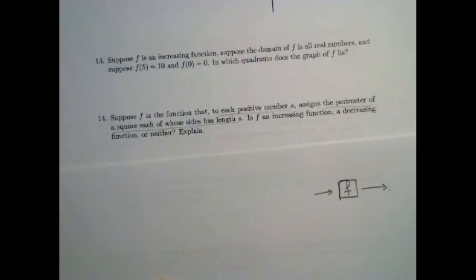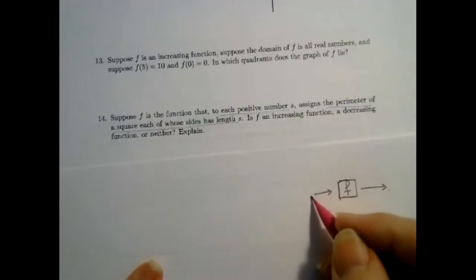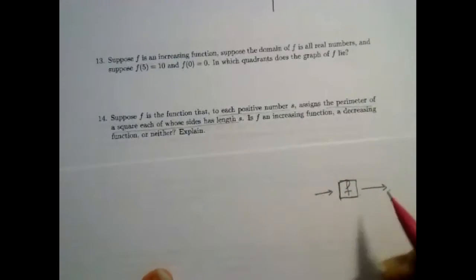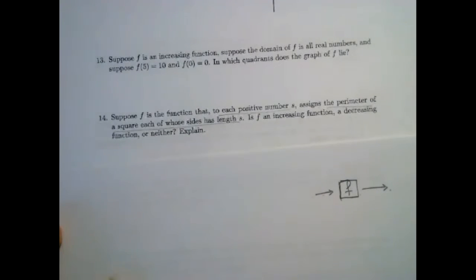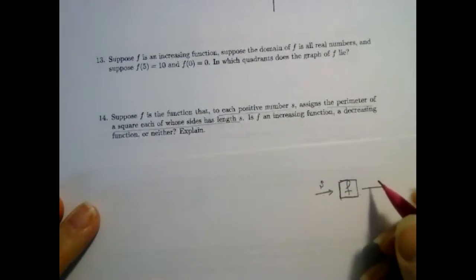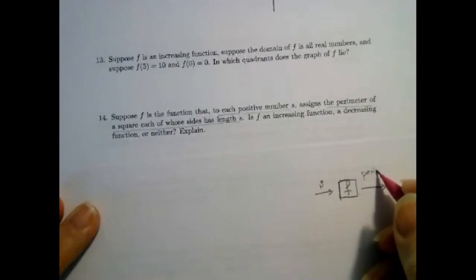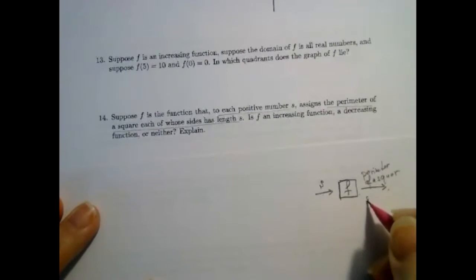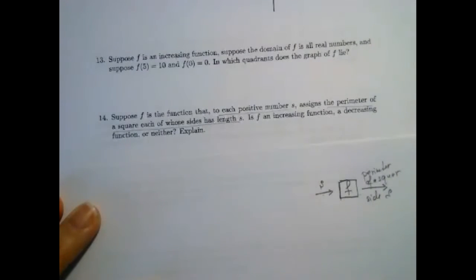All right. Who would like to talk? What is this function doing? What do you give it? And what does this function assign to what you give it? So you give it a positive number. Yes. And it will give you the perimeter of a square who has the sides of that length. Right, side s. So you give it a number and it's going to give you the perimeter of a square of side s. That's what this function is doing.